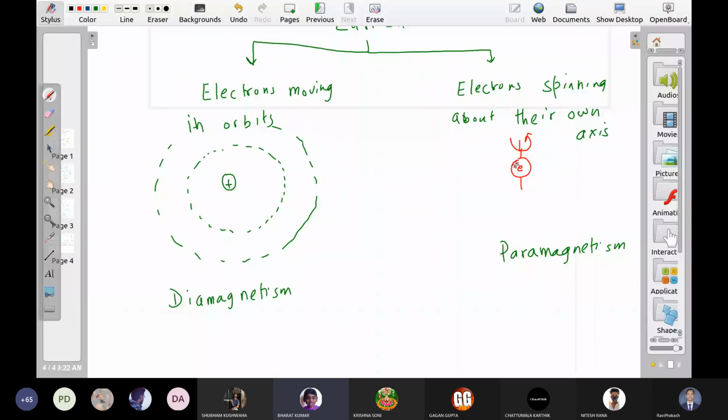See, these charges are not always point charges. Charges are never point charges. You can think of it like a spinning sphere. This is a sphere of some radius r, and it is spinning around its own axis. So this charge, 1.6 times 10 to the minus 19, you can think that this much charge is distributed on a very small sphere of some very small radius, right?